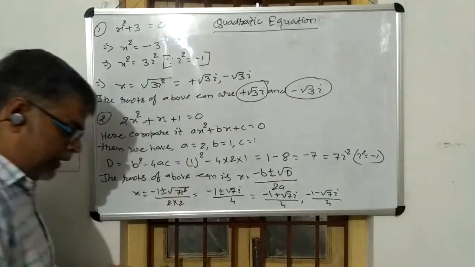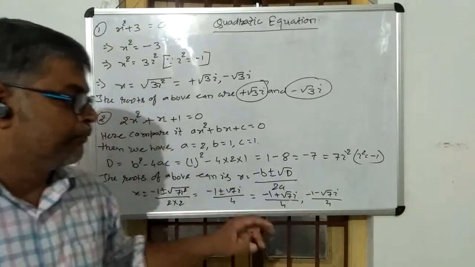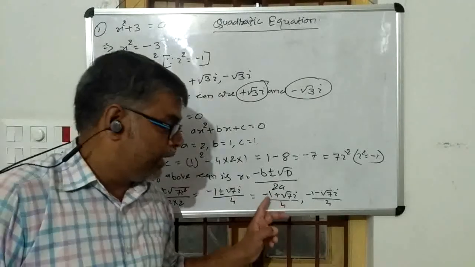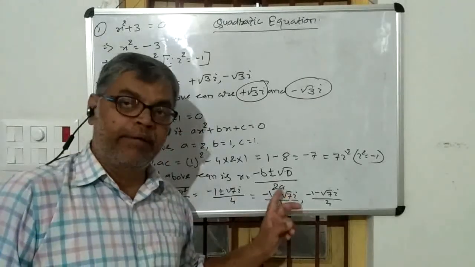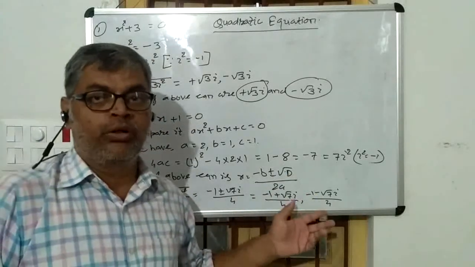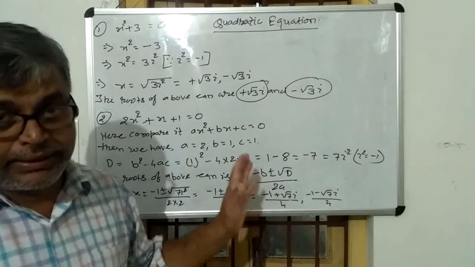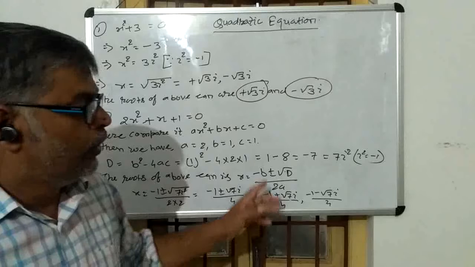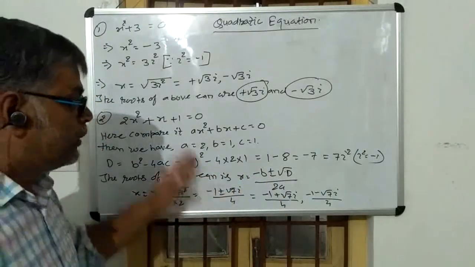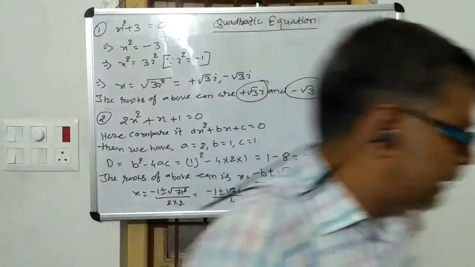So these are the roots of this required quadratic equation. As you can see, the roots consist of a real number as well as an imaginary number. So these numbers are complex numbers. So the roots of a quadratic equation, when their discriminant is less than 0, are complex numbers. So in this way you can solve such type of questions. Now let's take another example.